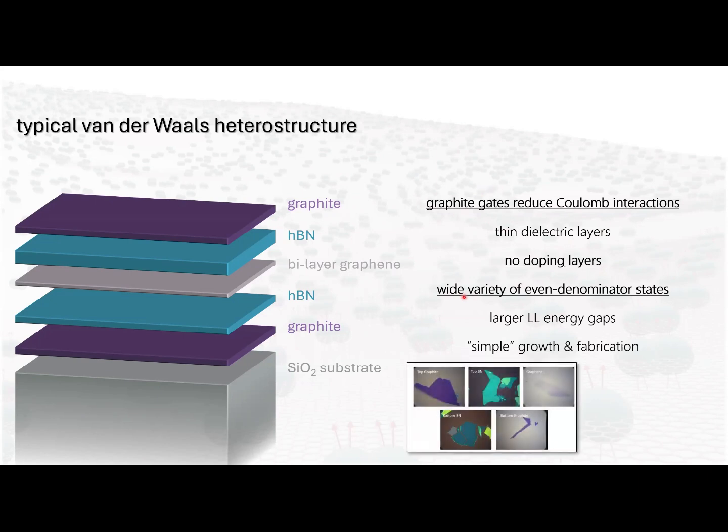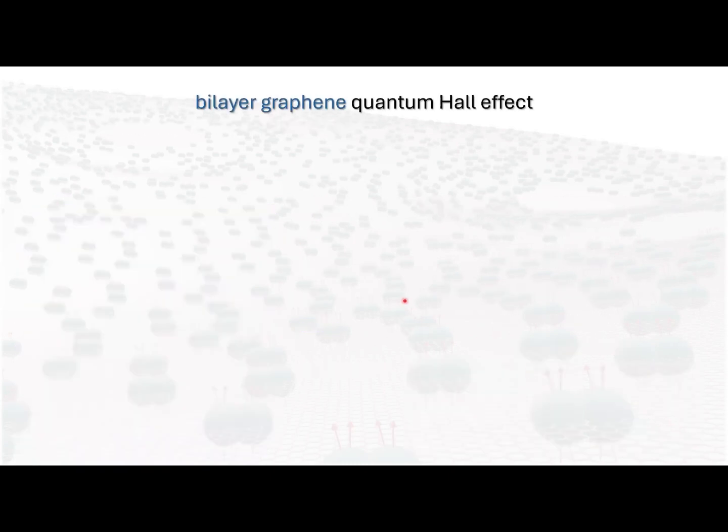So how do we make the samples? We take these exfoliated flakes. We use the dry transfer technique, creating this heterostructure, and then we fabricate them. So let's look at bilayer graphene quantum Hall effect. For example, in gallium arsenide, every Landau level is twofold degenerate because of spin. For graphene, it's fourfold degenerate because of spin and valley. In bilayer graphene, it's eightfold degenerate because of spin, valley, and layer.